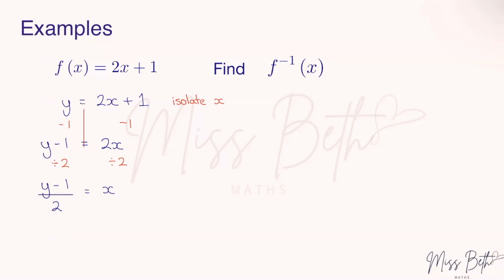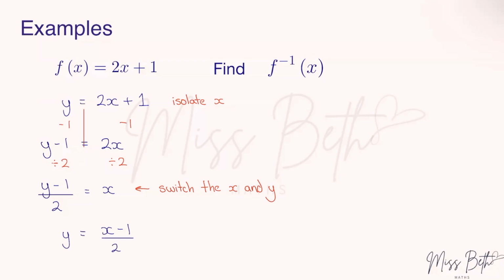Once you have x isolated like this, you switch the x and y. So wherever you have y written, that becomes x and your y switches. So ultimately, we have y equals x minus 1 over 2.